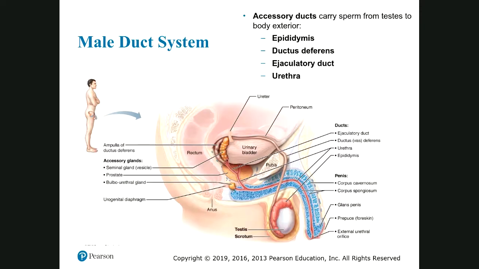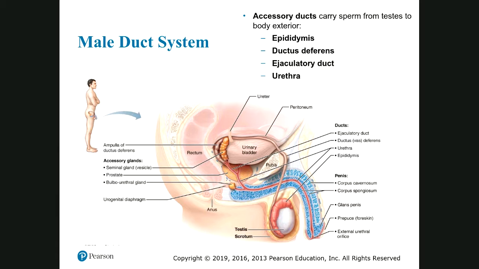So the accessory ducts that carry the sperm from the testes to the body exterior are the epididymis, the ductus deferens, ejaculatory duct, and the urethra. So let's focus on the urethra and the epididymis. We see it, right? The epididymis has the head, body, the tail, and the sperm stay there until ejaculation.